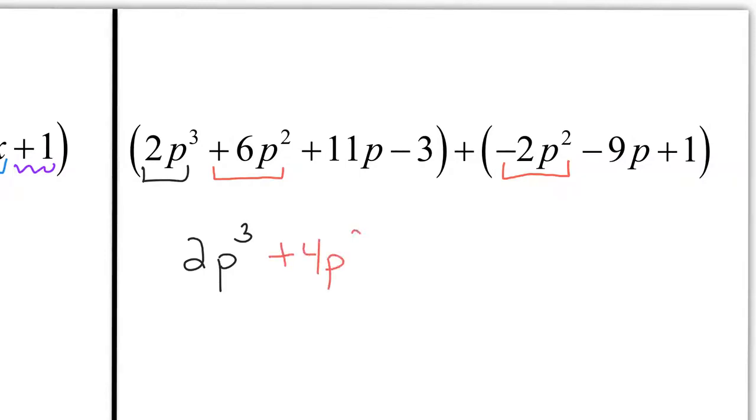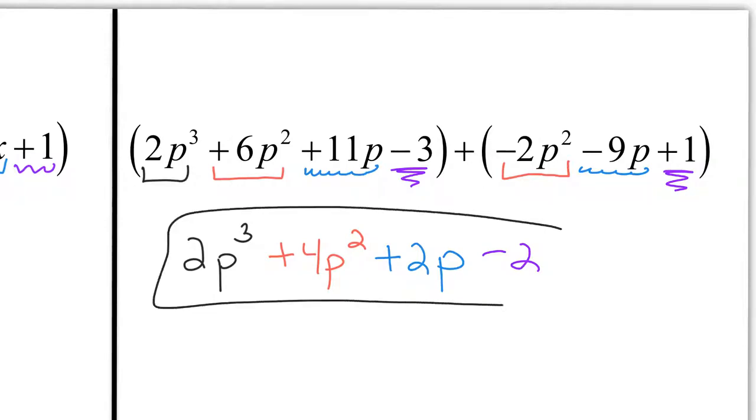Keep the variable and the same exponent. So we have a positive 6 minus 2. That's a positive 4. Now the next one should be the p. So I'm looking at the p. We have positive 11p minus 9p. That's a positive 2p. And the last one is negative 3 plus positive 1, which is negative 3 plus 1, negative 2. So my answer is right here.